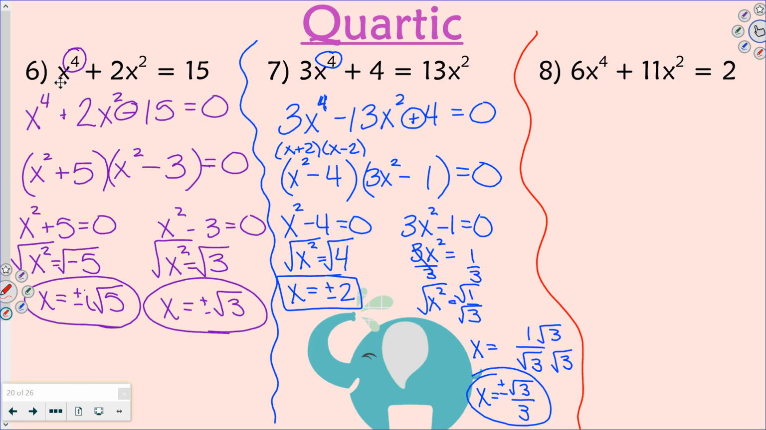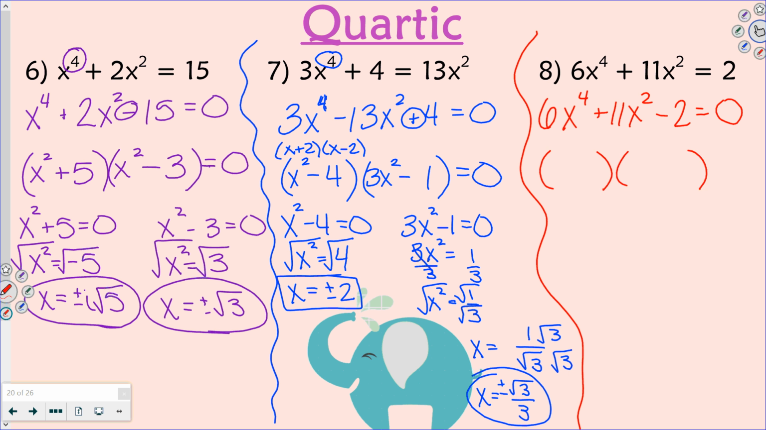All right, let's talk through 8. So first thing, make sure you are setting it equal to 0. A couple people, that was not your first thing that you did. All right, was there a GCF in this one? No. Okay, so it is quartic, which we factor like quadratics.